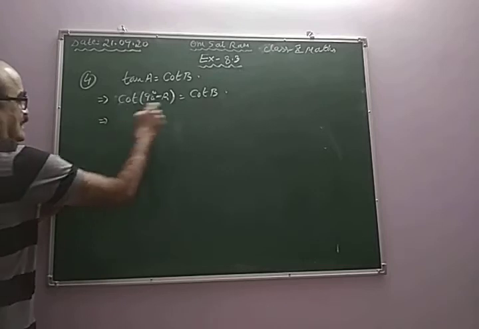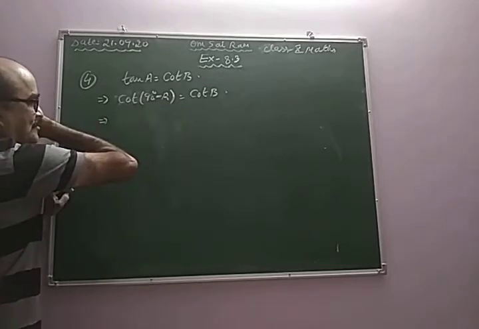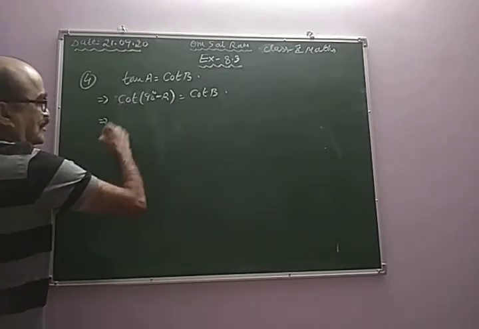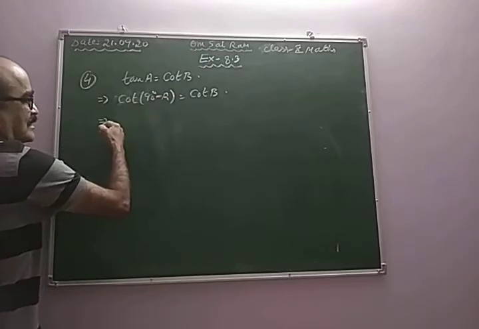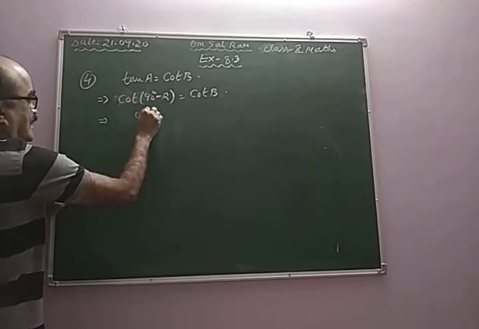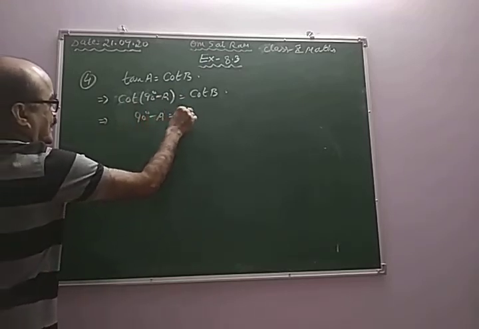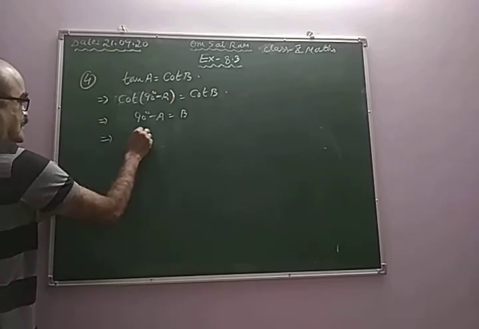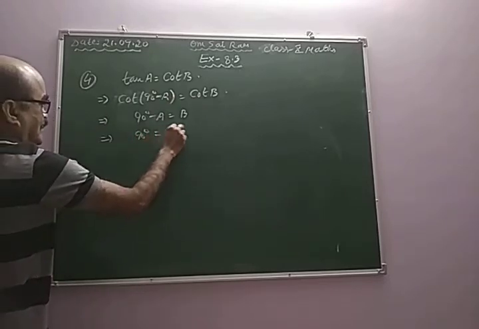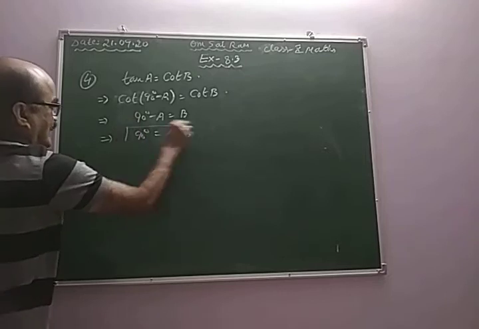So both sides having the same ratio, same angle cot, so this can be removed. So 90 degree minus A is equal to B. So this becomes 90 degree is equal to A plus B. That we have to prove.